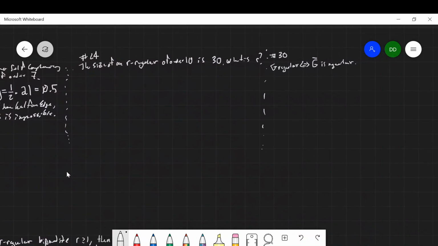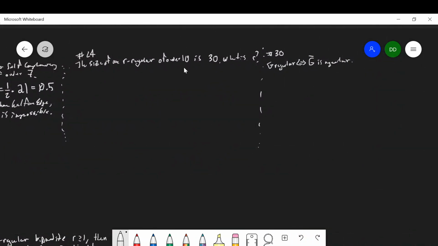All right, the size of an R-regular graph of order 10 is 30. What is R? So here is another first theorem of graph theory question. If I add up the degrees at the vertices, I should get twice the number of edges. Number of edges is 30. And I know that every vertex has degree R. So that's what R regular means, and I know there's 10 vertices. So these 3 pieces of information will let me get my hands on R.